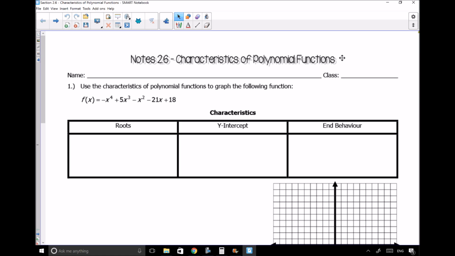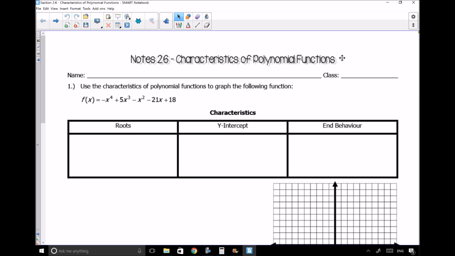Hi, ladies and gentlemen. We are looking at notes 2.6, which is on characteristics of polynomial functions. And everything that we've done so far this unit is really going to get pulled together with this topic right here. This topic requires us to be able to apply everything that we've learned so far. Okay, so let's take a look at question number 1.